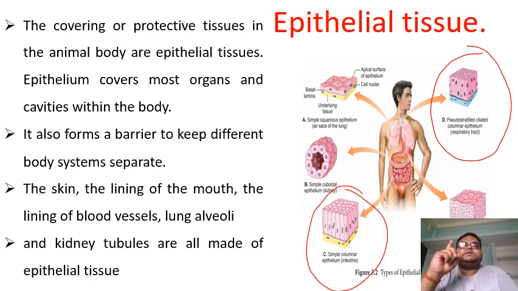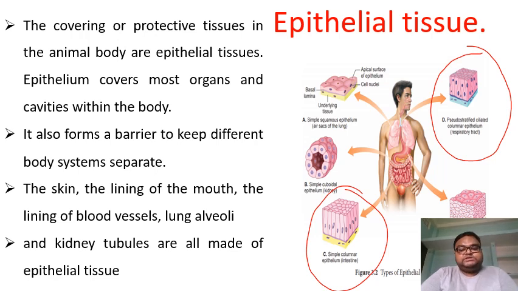When we talk about the epithelial tissue, it is the covering that covers all parts of the body or organs of the body. It lines all the cavities of the body, right? Where is it present? It is present in the air sacs of the lungs, the lining of the mouth, the lining of the blood vessels, the lining of the alveoli, and kidney tubules. These are all made from the epithelial tissues.